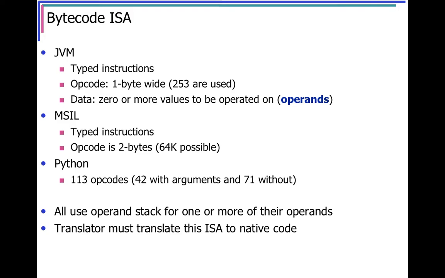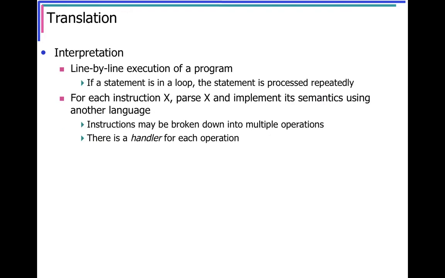So, for example, if you're going to perform an add in Python, you don't know until actual execution time, when you can interrogate your operands, what the operation is. Say, for example, an add: until you can look at the operands at runtime, you don't know if you're performing a concatenation of strings or an addition of 2 integers. All of these bytecode languages use an operand stack for 1 or more of their operands. And the goal of the runtime system is to translate this intermediate representation of your program to native code at runtime so that your program can be executed on the target machine.